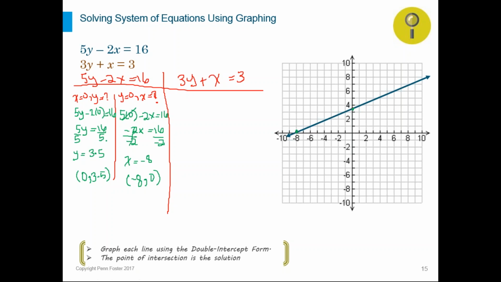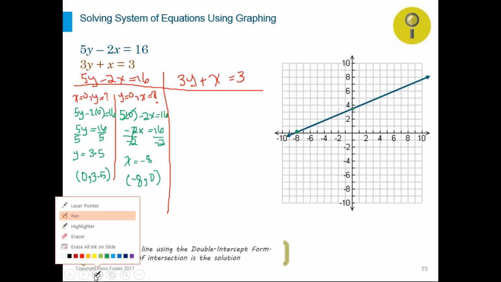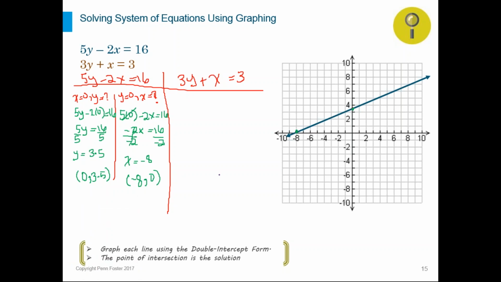We're not done yet. We need to graph the second line. Use the same method, the double intercept form. I'm going to set the x equal to 0 once and figure out the y, and once set the y equal to 0 and find the x. Use the equation: 3y plus 0 equals 3. Then 3y equals 3. Divide over 3 and divide over 3. Y equals 1. Your first point on the second line is (0, 1).